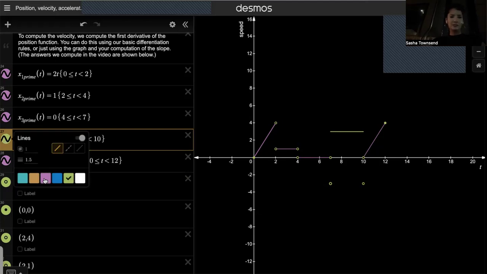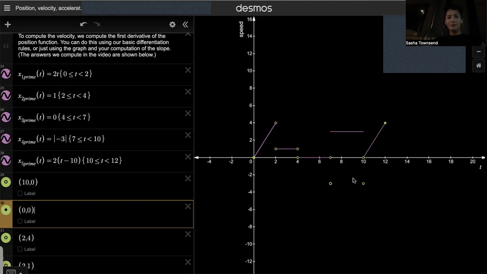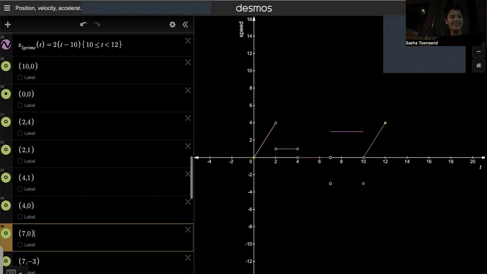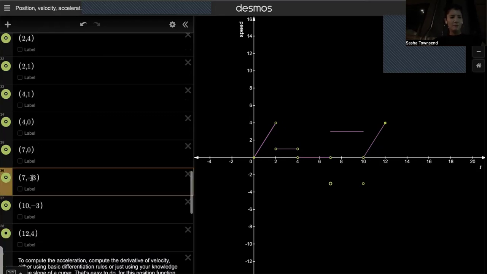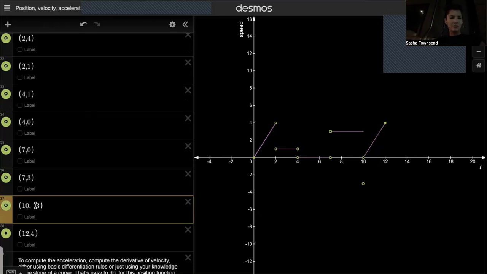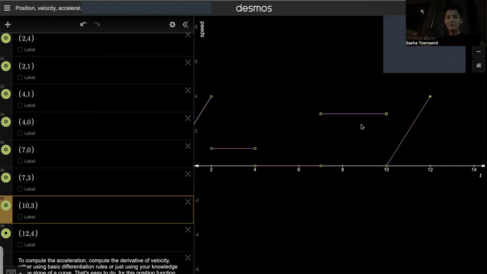Now we'll change the color so that I can distinguish the speed graph from the other graph. And then those two open circles really wouldn't fit anymore. So those were at, the y values were -3, so we're just going to want them to be 3. That's speed.